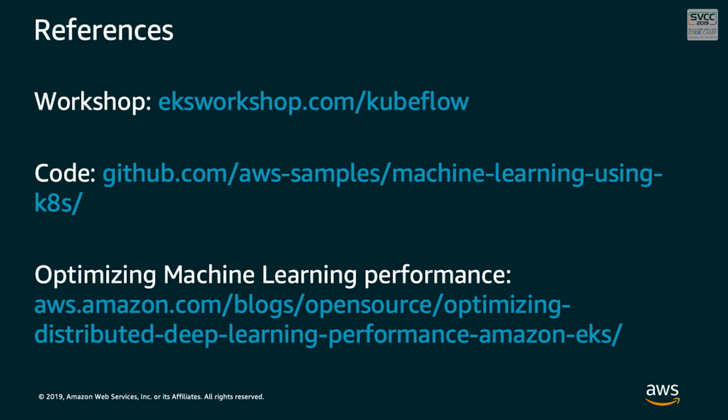We have a lot more code and samples at AWS Samples, Machine Learning using Kubernetes. That's again something that I've been working quite actively on. And this is the optimizing machine learning performance toolkit that I was talking about, so take a look at that. I think this should be useful. That's all I have.